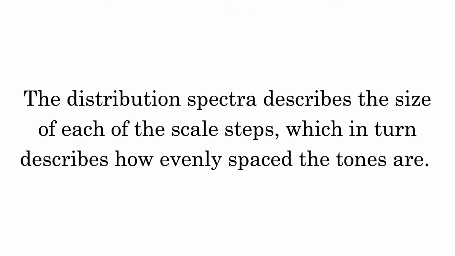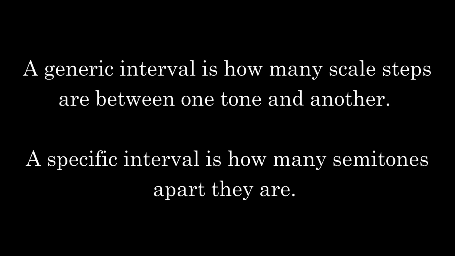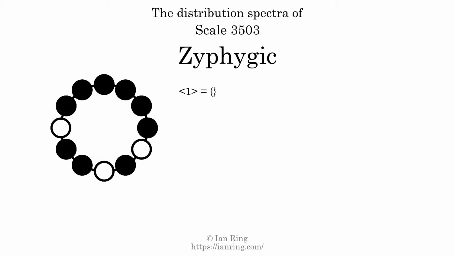The distribution spectra describes the size of each of the scale steps, which in turn describes how evenly spaced the tones are. A generic interval is how many scale steps are between one tone and another. A specific interval is how many semitones apart they are. The generic interval of one scale step comes in 2 different specific interval sizes, 1 semitone and 2 semitones. The spectrum width of this generic interval is the highest, 2, minus the lowest, 1, which equals 1.